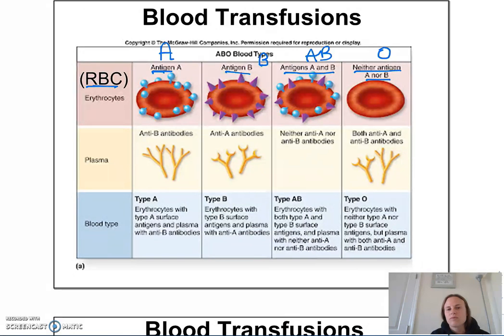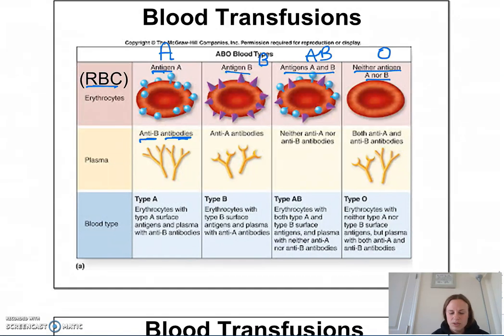Now, how does this play a role in blood transfusions? Let's say I'm blood type A. Within my body, I have what's called anti-B antibodies. Now recall, antibodies are what's inside our body that protects us from foreign invaders.